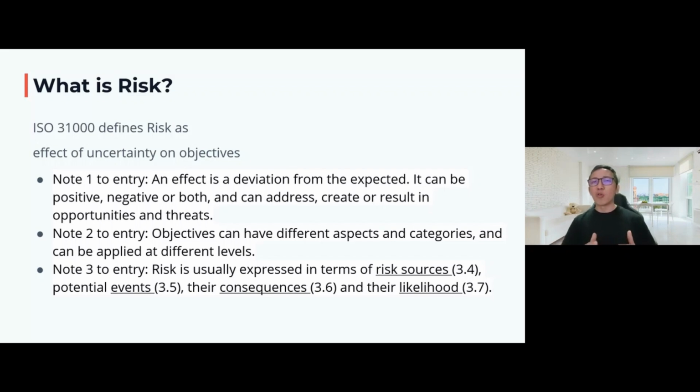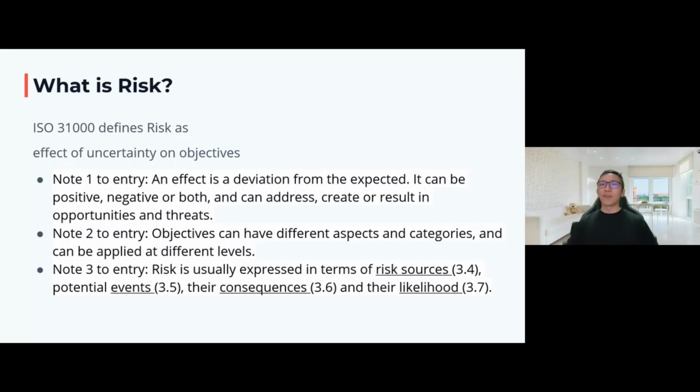Now, note 2 to entry. Objective can have different aspects of categories and can be applied at different levels. Risks are not just at the operational level. Quite often, we are talking about the operational level. What is the risk of intrusion, unauthorized entry, the risk of attacks? Those can be operational levels, but they can also be at different levels, like a tactical level or even strategic levels. That is what it means. And there could be many different categories of risk.